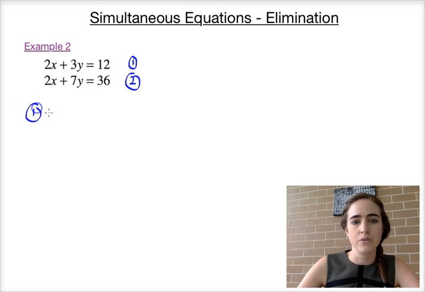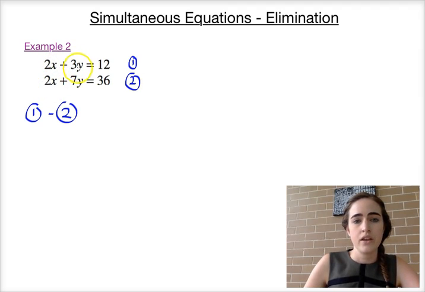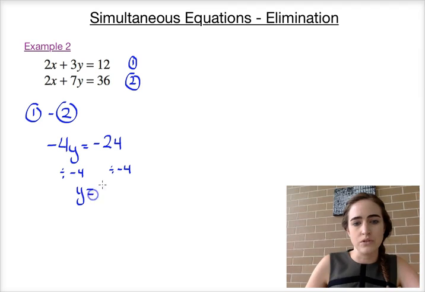If we go equation 1 minus equation 2, we're going to have 2x minus 2x, which gives us 0, which is what we wanted. 3y minus 7y will give us minus 4y. And 12 minus 36 would give us minus 24. Then to get the y on its own, we'd divide both sides by negative 4, and we'd end up with y is equal to 6. So that's the first half of our answer.